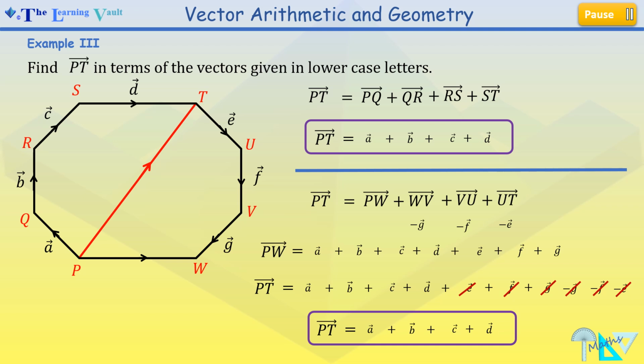Now observe carefully, you'll find out that this answer is just the same as the previous one we found. So it doesn't matter what pathway you take, the sum of your vectors is always the same, or you can refer to them as the resultant of your vectors.